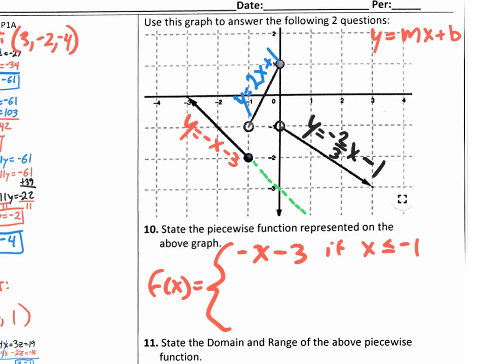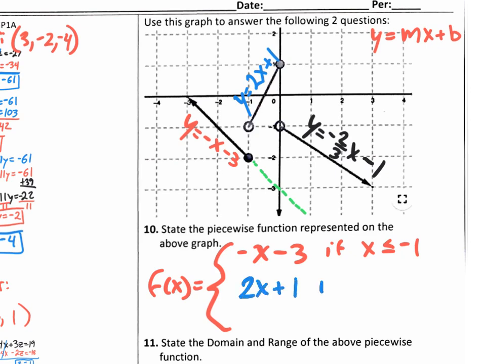So again, the piece is from the x value of -1 to the left. That's what we see of it. We don't see it to the right. We only see it to the left. So that's why we put x is less than or equal to -1. Now this blue one, it's going to go in the middle. Y equals, I'm going to put 2x plus 1 right here in the middle in blue.